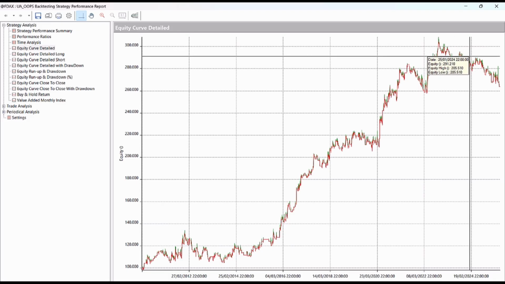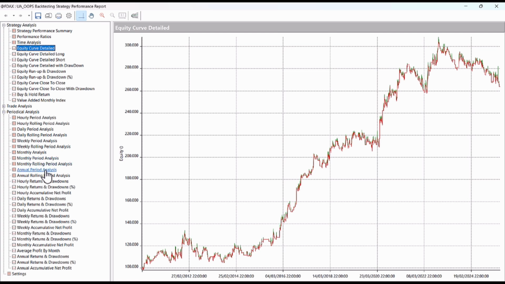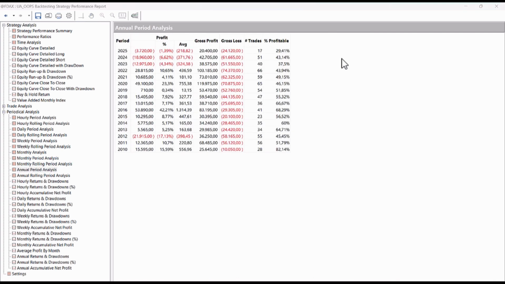It's also interesting to examine how the net profit has been distributed over time. We see that the last 3 years, 2023, 2024, and the current year, have shown significant losses. Before that, except for 2012, a poor year, the system consistently generated profits, often with very healthy average trades.